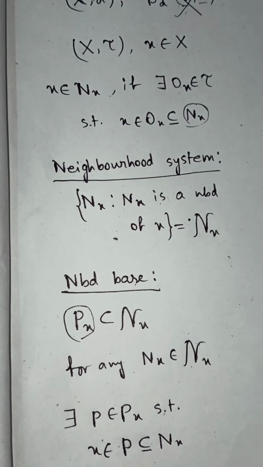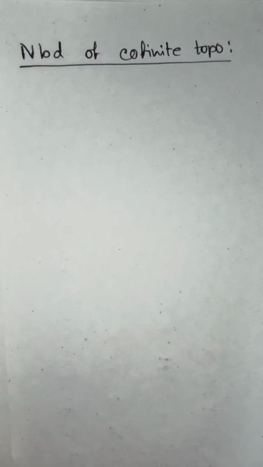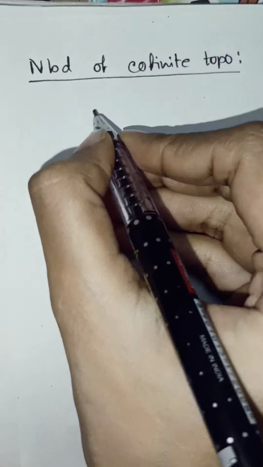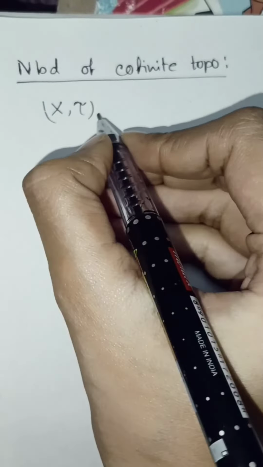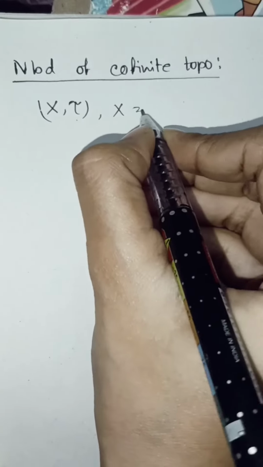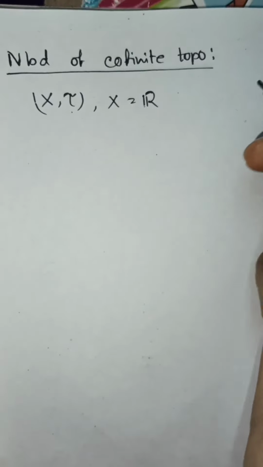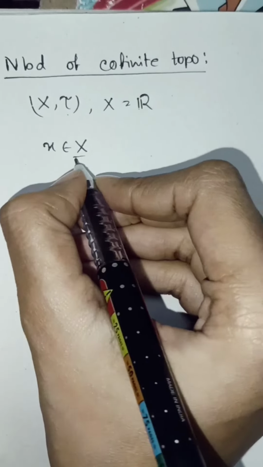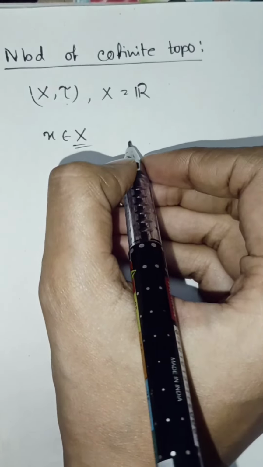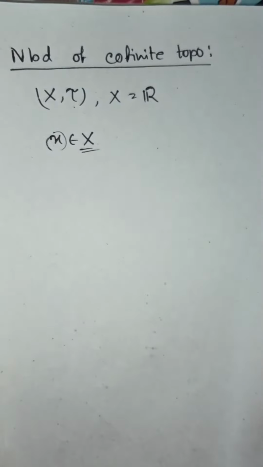Now let us take some examples. Neighborhood of cofinite topology. I have already discussed what a cofinite topology is in my previous video, and also said that cofinite topology is very important for your exams. So for cofinite topology, let (X, tau) be a topological space where tau is the cofinite topology and X is the real number set. So if x is any point lying in X, how will a neighborhood of this point look like?